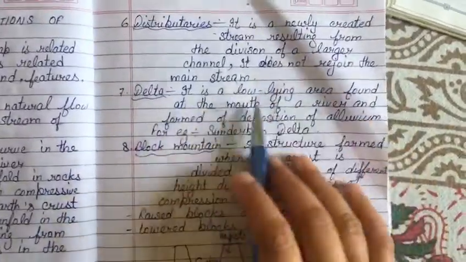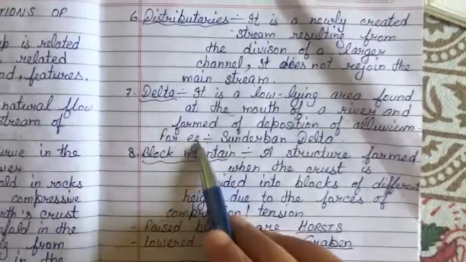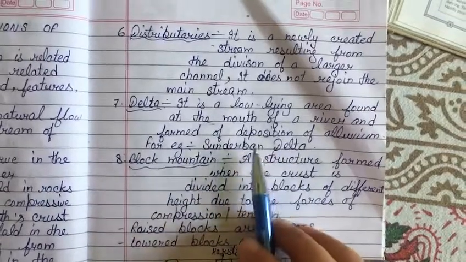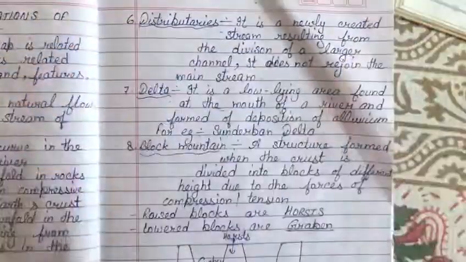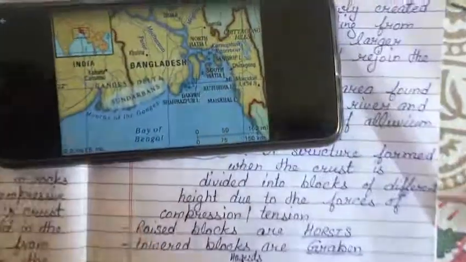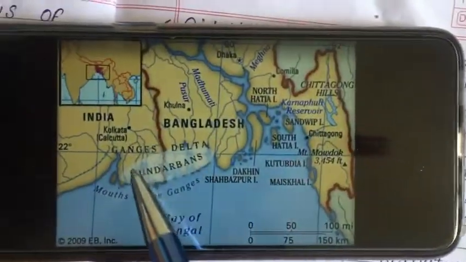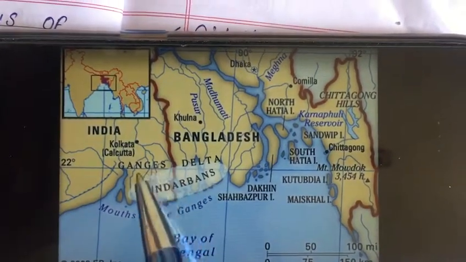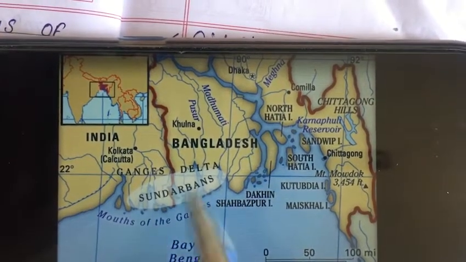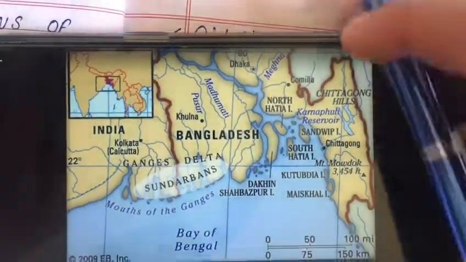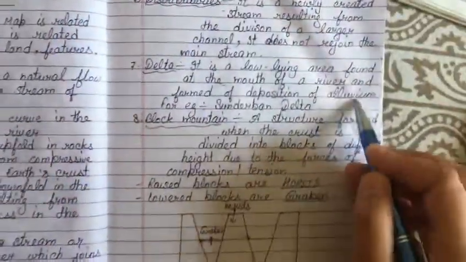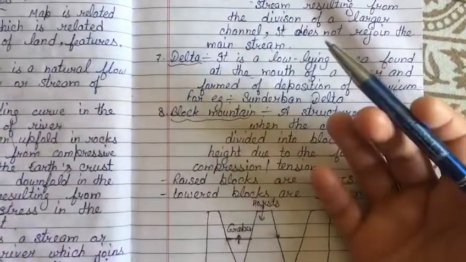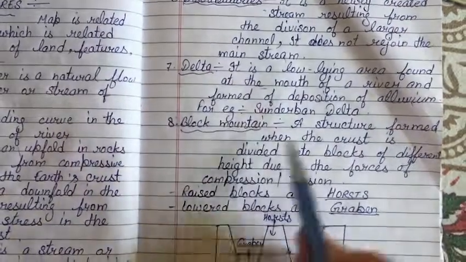Then delta. It is a low-lying area found at the mouth of the river and formed of a deposition of alluvium. Delta, for example, the Sundarban Delta. Sundarban Delta is the biggest delta in the world, and I will show you one picture for this. This is the example of Sundarban Delta. It lies between the boundary of India and Bangladesh. Because of the Ganga river, this biggest delta formed. It is the deposition of river Ganga. The fertile alluvial soil is deposited over there. So that's why it is the biggest delta in the world. Various types of plant species and animal species exist in this delta.